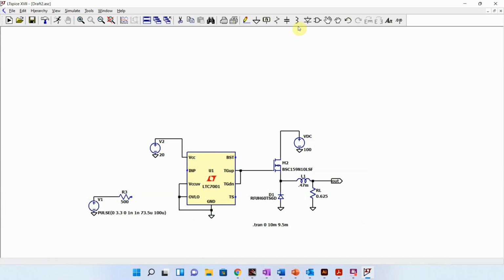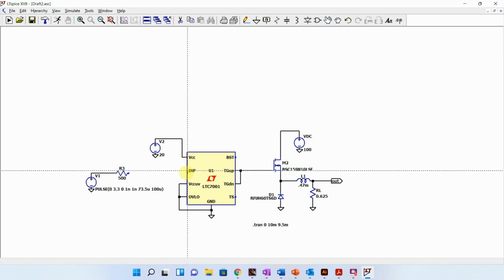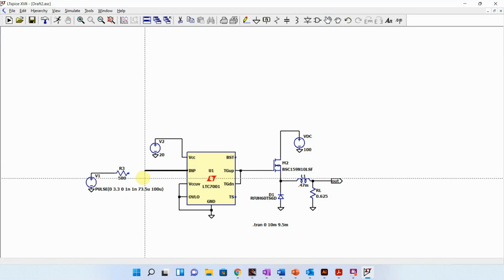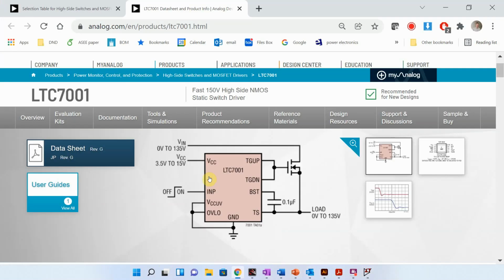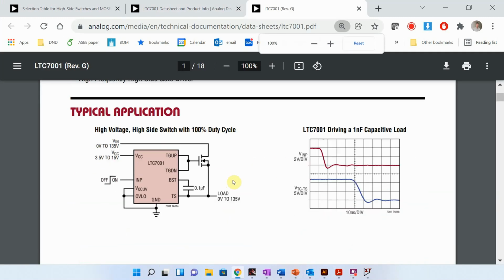Here is our in. So I'm going to take this and wire it into my input. Okay, so then we go back and look at this. And this is the base, but we want to look at the data sheet, make sure we get all this right.